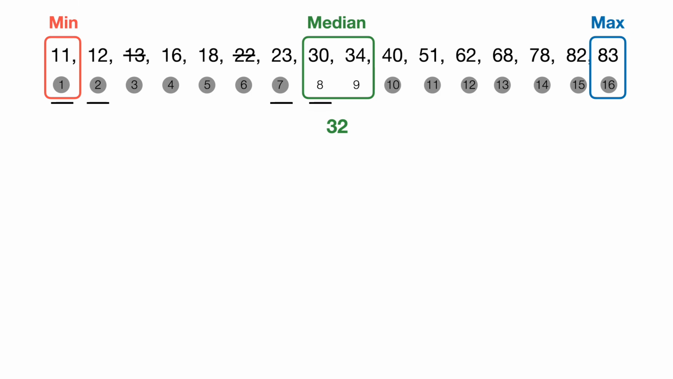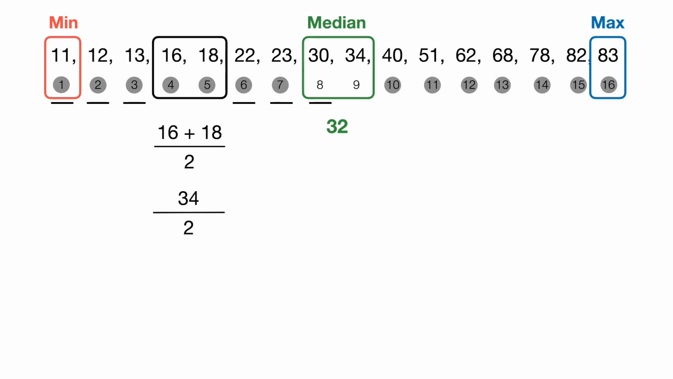So count in 1, 2, 3. Again, two numbers in the middle, so let's find the average. 16 plus 18 divided by 2. It's going to be 34 divided by 2, which is going to give us 17. So we know that our Q1 is going to be 17.